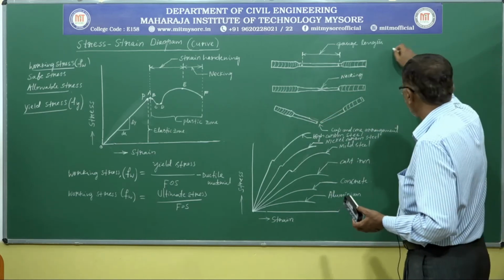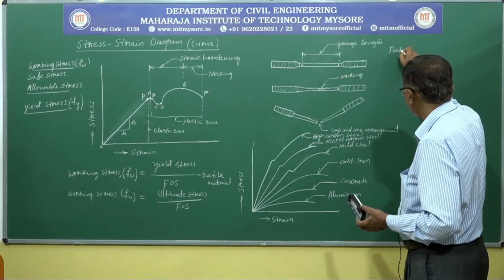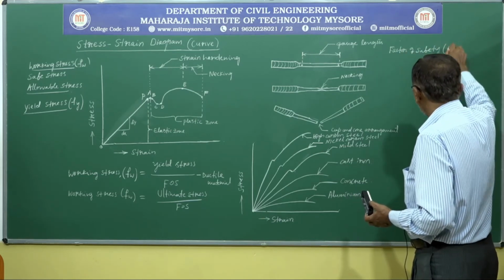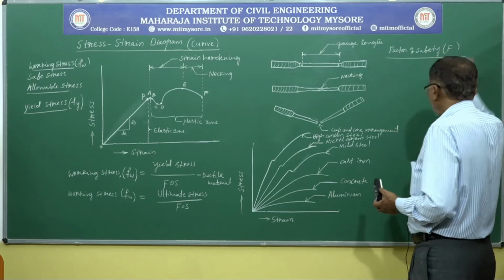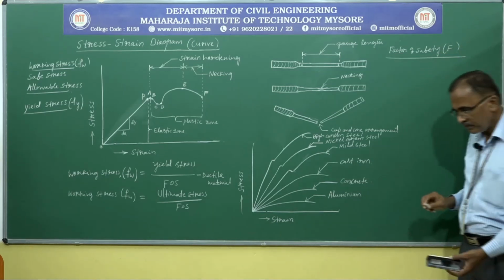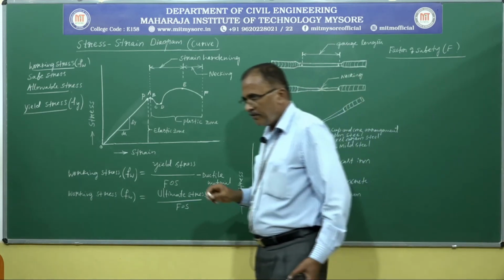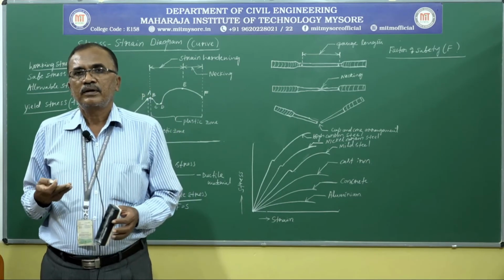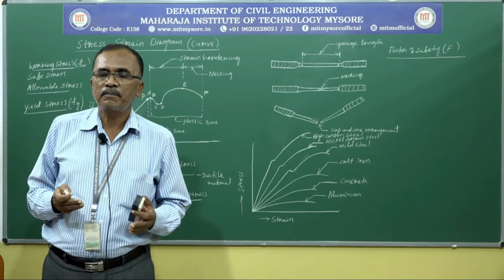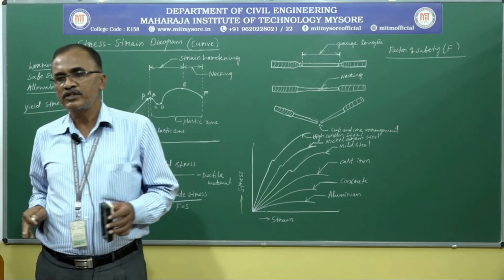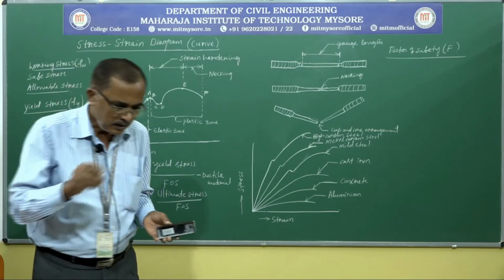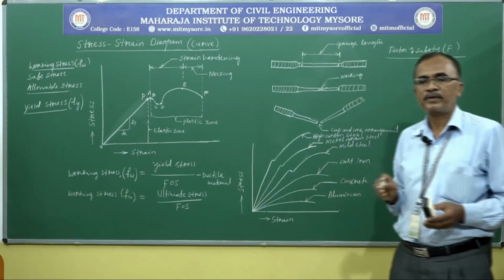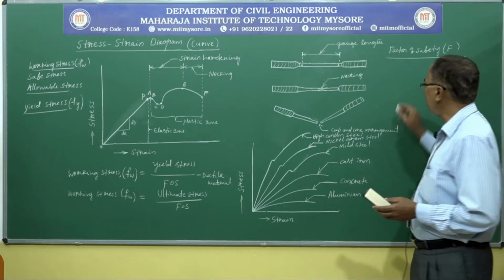Then what is factor of safety? It is denoted by F. This again we have discussed in the first class itself. For any given material or structure, the actual strength of the structure is more than the required strength. So this ratio of actual strength to the required strength is known as factor of safety. Factor of safety is a mere number.